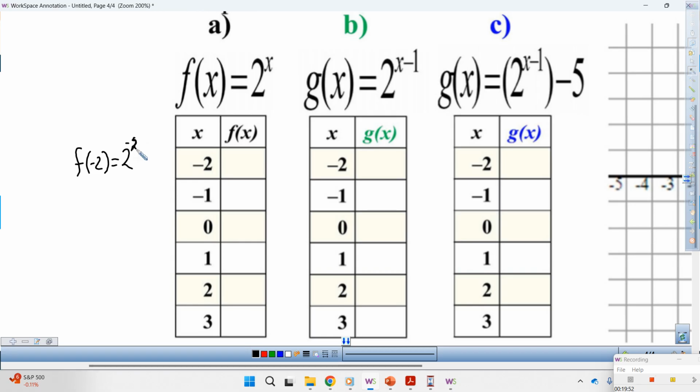Question, can we have negative exponents, guys? No, so we rewrite it as 1 over 2 to the positive 2. So that means 2 on the denominator, 2 to the positive 2. So this is 1 over 2 to the second power, which is 4. So this is 1/4.